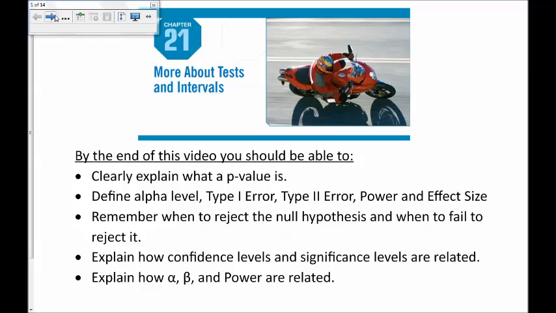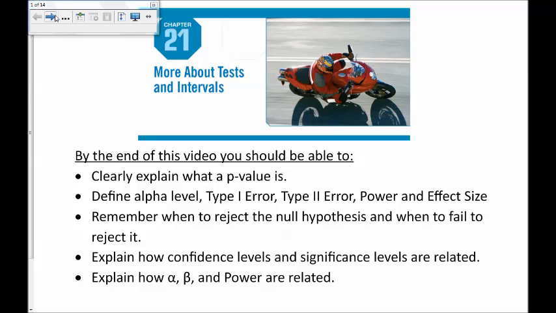This video is about chapter 21, and in this chapter we will discuss a variety of topics related to hypothesis tests and confidence intervals. You've already had these explained to you, you've done some examples with them, so now you're ready to see how they're related to each other and to understand hypothesis tests at a deeper level.